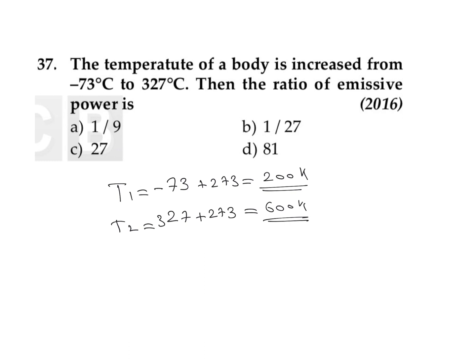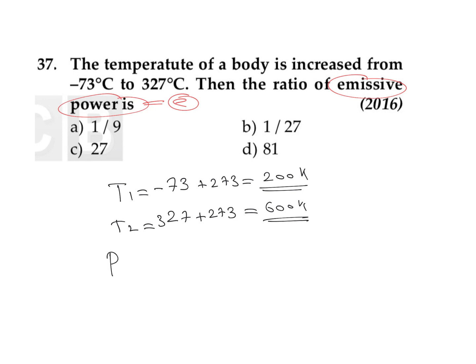Then the ratio of emissive power is... So our aim is to find out the ratio of emissive power. Sometimes we use this word emissive power for emissivity, but over here in this question, they are not discussing that. I would like to say that it is the power radiated by the object, the power of emission. So they are not talking about E, they are talking about P.